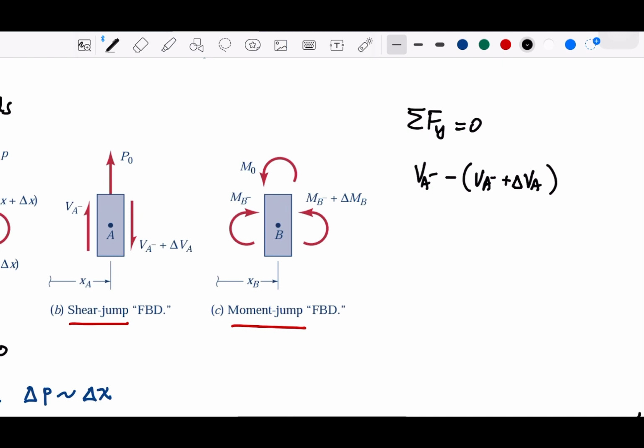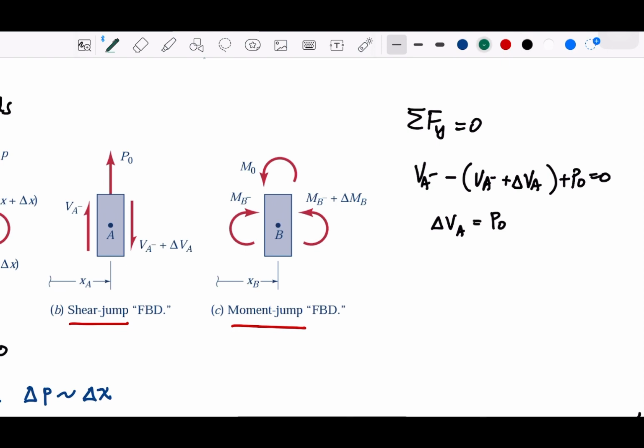So VA minus, after taking the limit, okay? So this is going to be plus P0 equals 0. So delta VA is equal to P0.